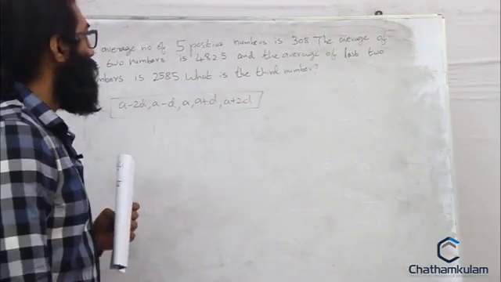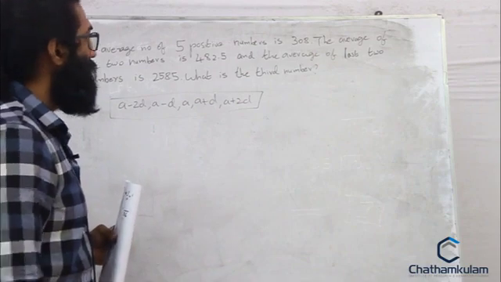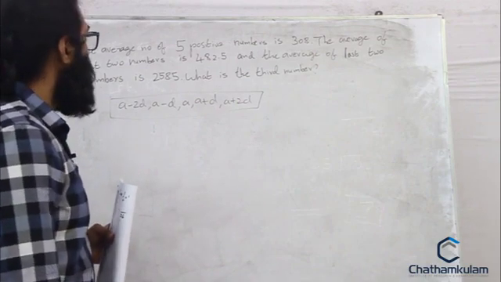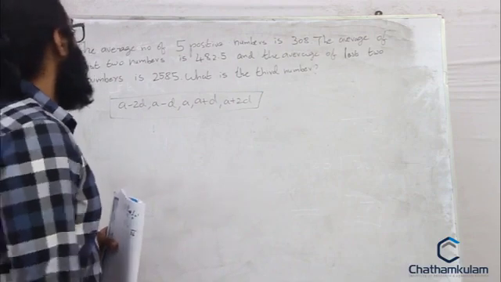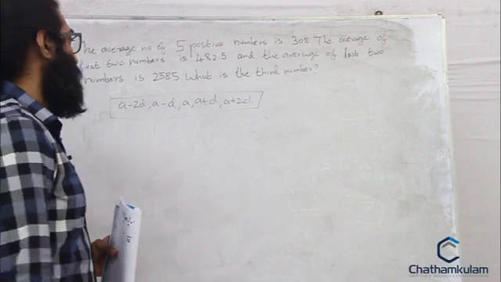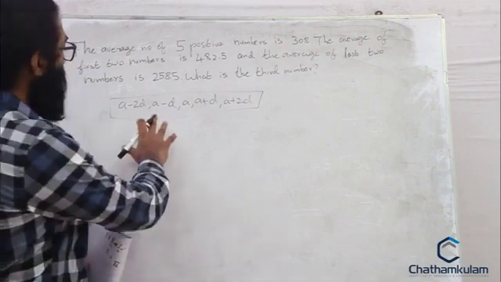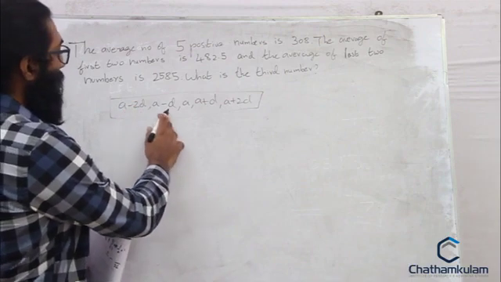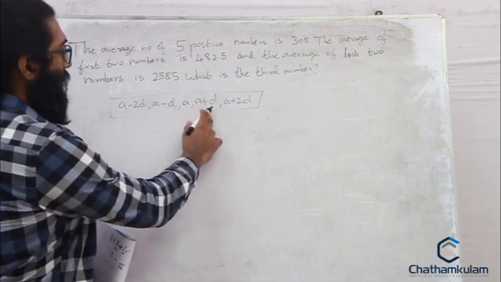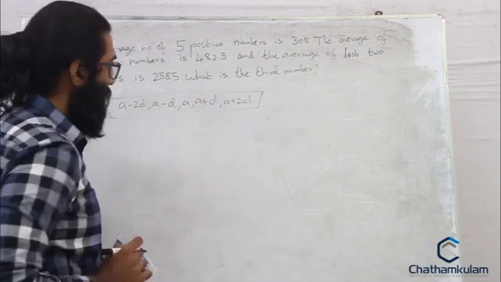The average of 5 positive numbers is 308. The average of first two numbers is 482.5 and the average of last two numbers is 258.5. What is the third number? So I have already written here. We can take the 5 numbers as a minus 2d, a minus d, a plus d and a plus 2d.